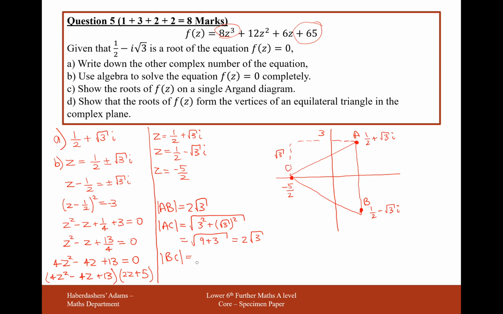It's just the triangle upside down. So I'll repeat my workings. And that equals 2 root 3. So all sides equal 2 root 3. And there we are, that's the answer for question 5, that's 8 marks.